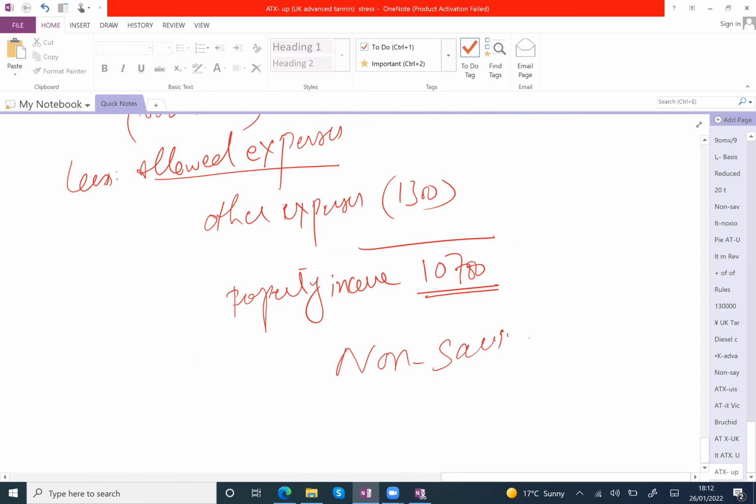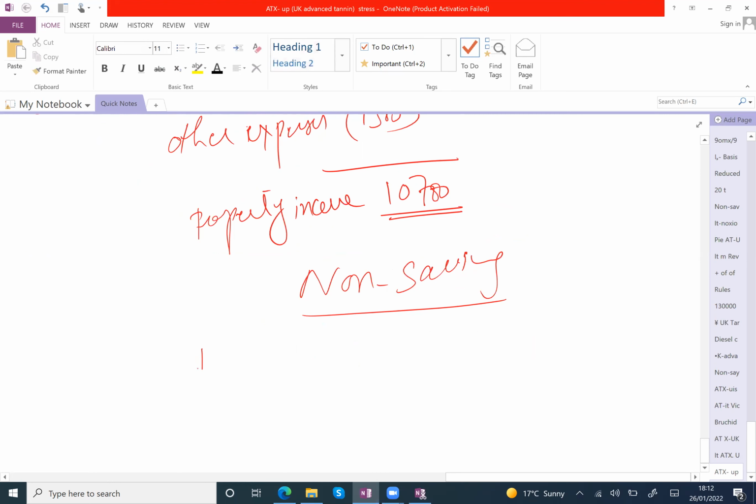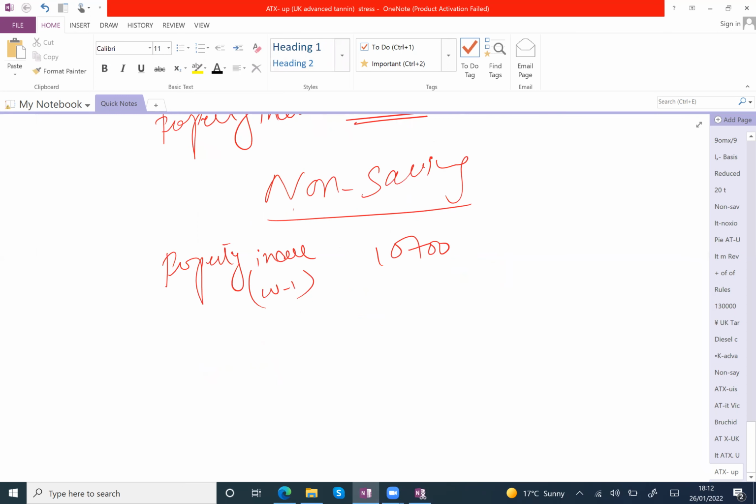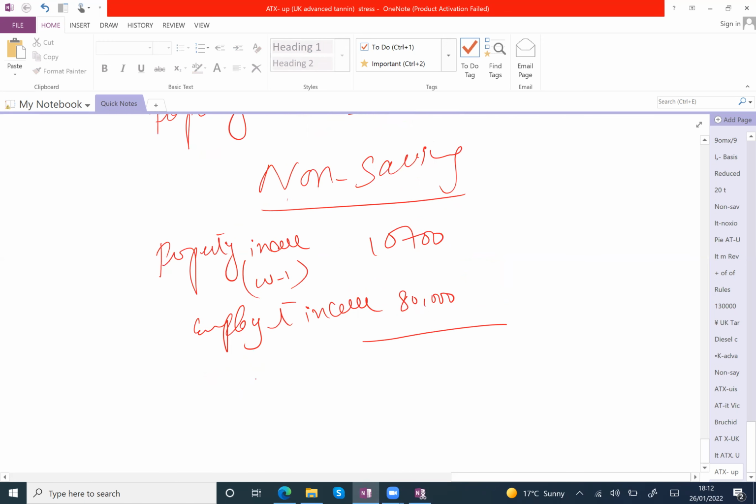So make the non-saving column. Property income, working one, 10,700. And any other non-saving income given in the question? Yes, employment income. Very good. Employment income, which is 80,000. So what is the total income now? 90,700.